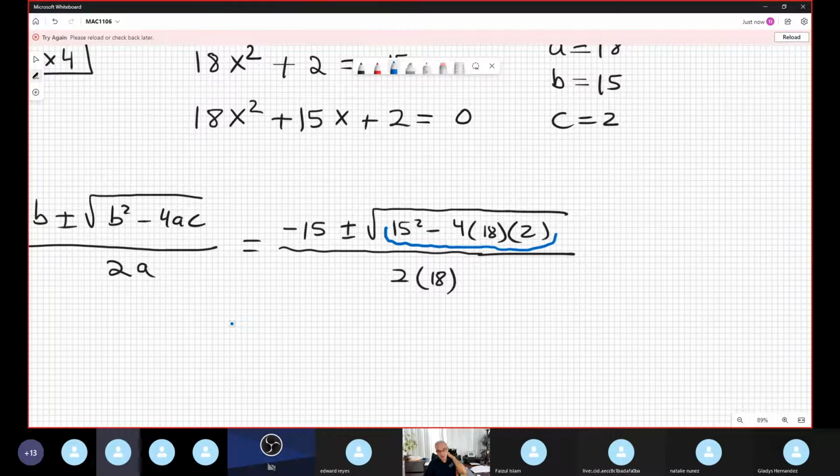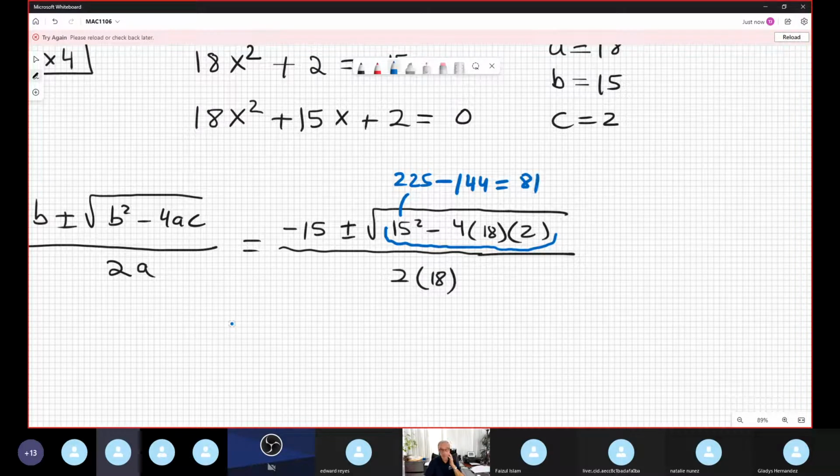So I put in my calculator: 15 squared is 225. Minus, I put in my calculator, 4 multiplied by 18, multiplied by 2. Either way, 4 times 2 is 8, 8 times 18. Doesn't matter, the order is not important. It's 144. And now subtraction.